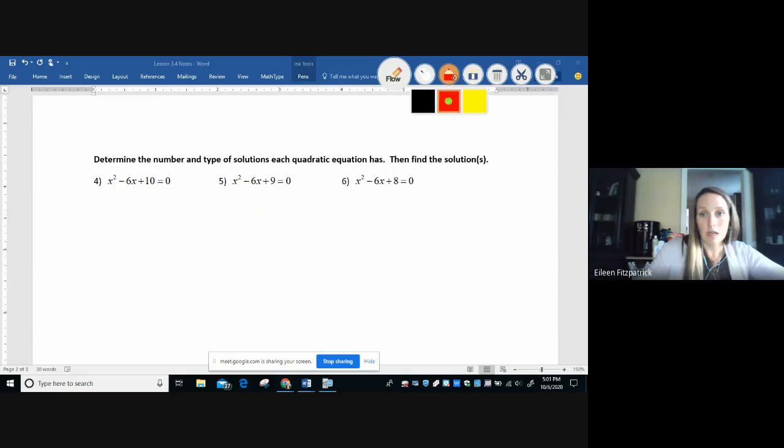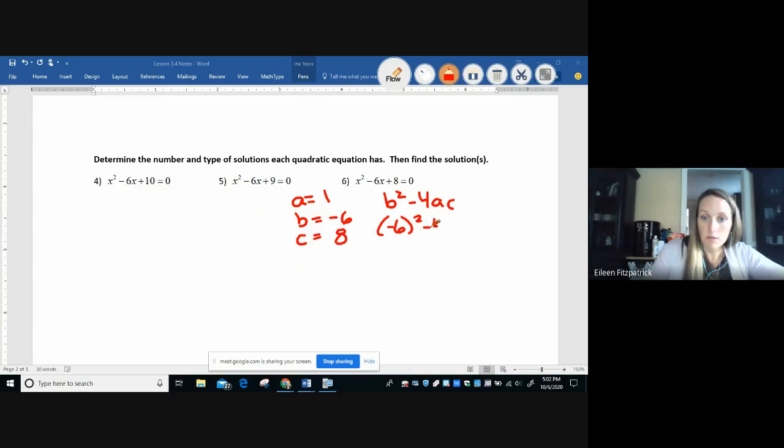And the last one of this type. So again, I'm going to list my values of A, B, and C. I have 1, -6, and +8. So B squared minus 4AC. I'm going to have -6 squared minus 4 times 1 times 8. So it's going to be a +36 minus a +32, which is going to give you a +4. Because under the radical would be a positive number, that means there's 2 real solutions.